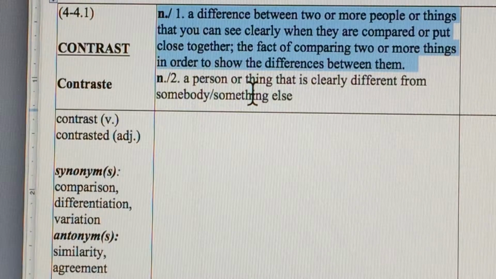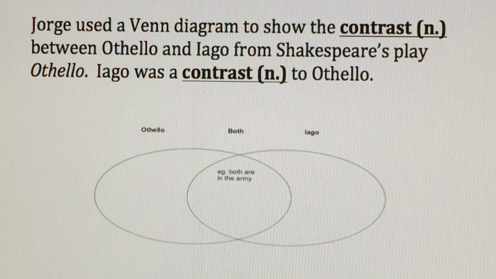So in this definition, you have to have two or more people or things that you are comparing. And when you are comparing them, you can see the difference. When you do this, this is called the contrast. Let's take a look at your sentence example. Jorge used a Venn diagram to show the contrast between Othello and Iago from Shakespeare's play Othello. Iago was a contrast to Othello.